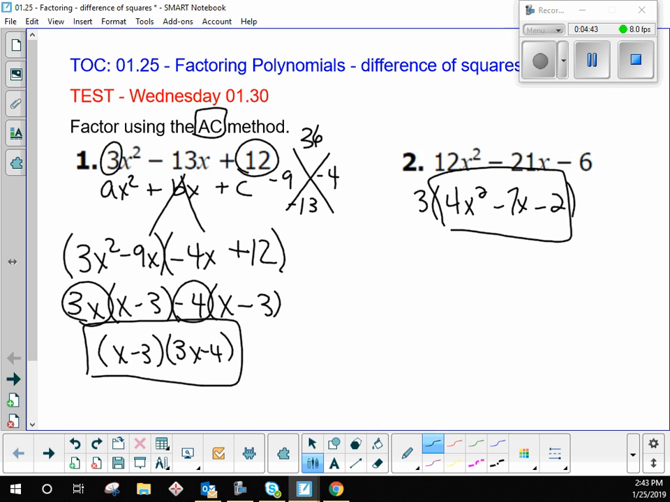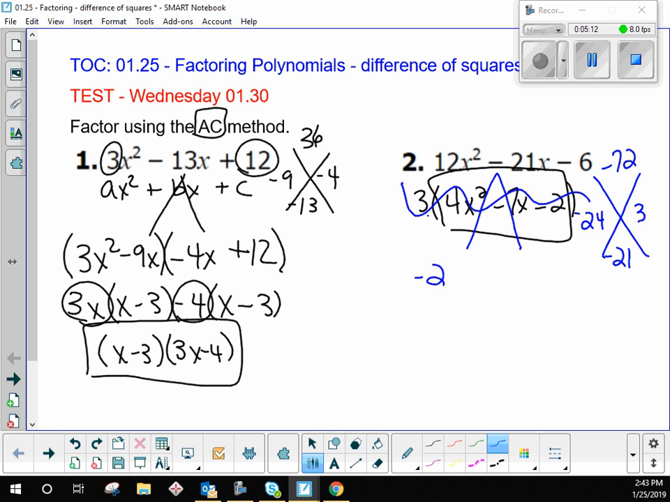I'm assuming that you started here. 12 times negative 6 is negative 72. You want to add to negative 21. Now it's going to take a little longer to figure out the combination because the numbers are bigger, but what'd you come up with? 24 and 3, which one's negative? 24, right? Because it has to add to negative 21. All right, so then what we do is we rewrite the middle term with those two numbers, negative 24x plus 3x, bring down the minus 6, bring down the 12x squared.